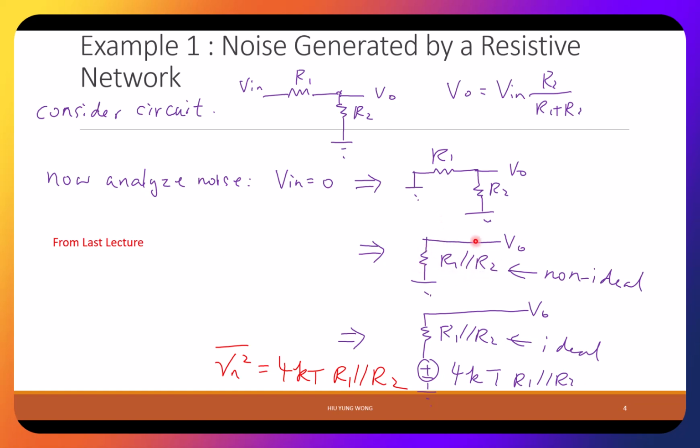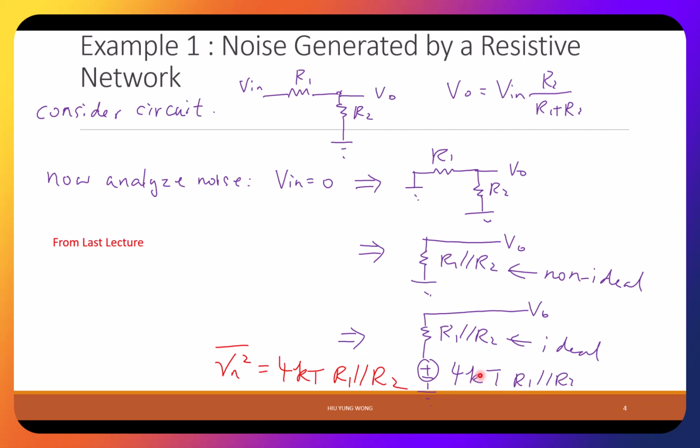When we draw it in this way, we know that this is a non-ideal resistor, which means it has noise. To explicitly show that it has noise, we can redraw it as an ideal R1 parallel R2. Now we assume there's no noise from here, but we put all the noise as this voltage source. And we know that the thermal noise of a resistor is 4kTR, and the R here is R1 parallel R2. So this is 4kT R1 parallel R2.